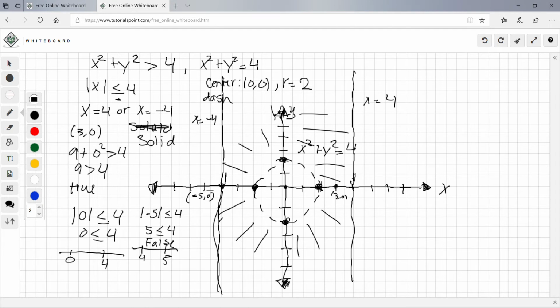So we got this from this point, and we have to shade on the opposite side because it's false. So it's going to be this whole thing. And I'm going to use a different color. So it's good. It'll be this whole thing besides the circle, besides this part. So it's going to look something like this.